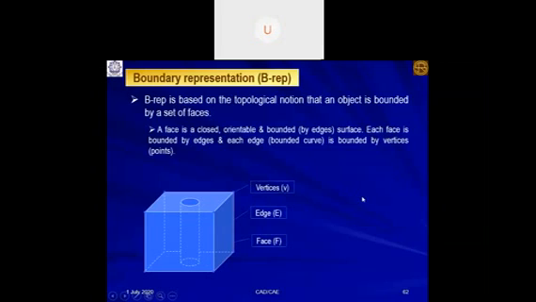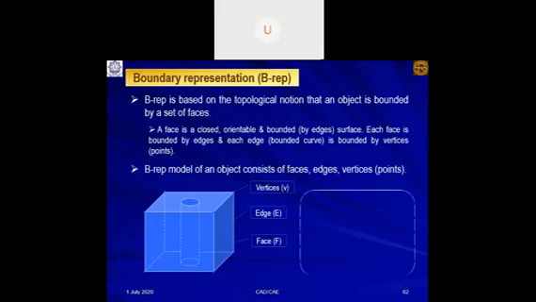Now, in the boundary representation concept, it is basically a topological notation that an object is bounded by a set of faces. As you know, the faces are closed, orientable, and bounded by the edges. Each face is bounded by the edges. Again, each edge is bounded by the vertices. So ultimately, a fundamental thing will be your points, then the lines. So B-rep or the boundary representation of an object consists of the faces, edges, and vertices.